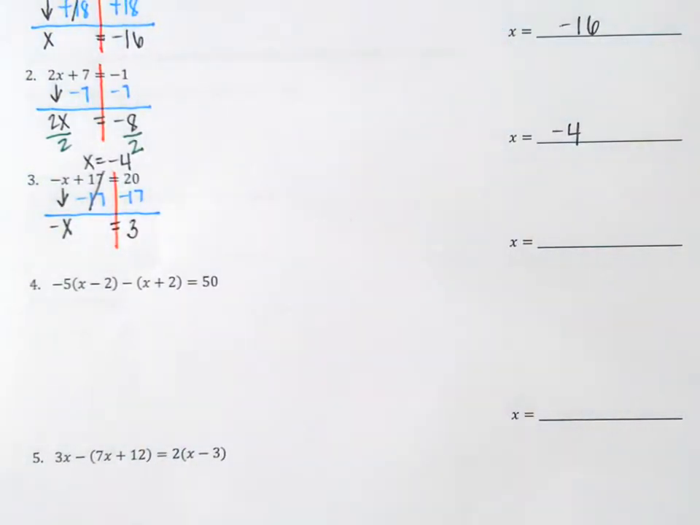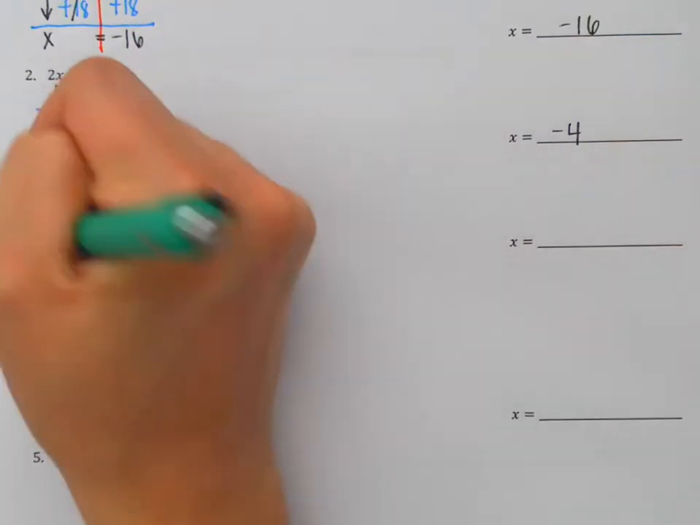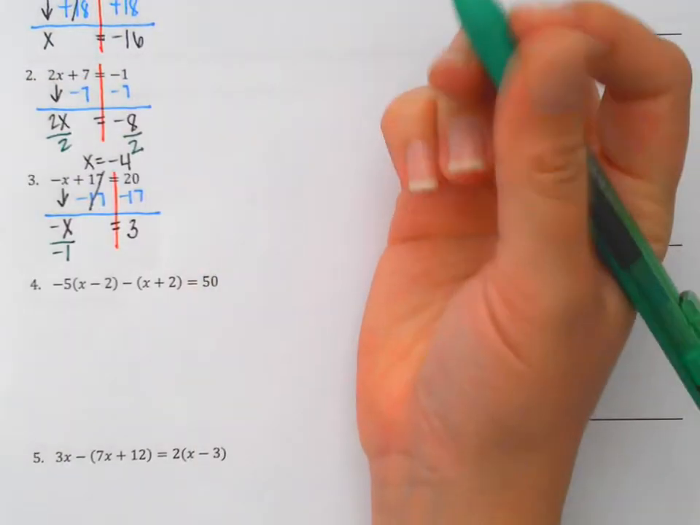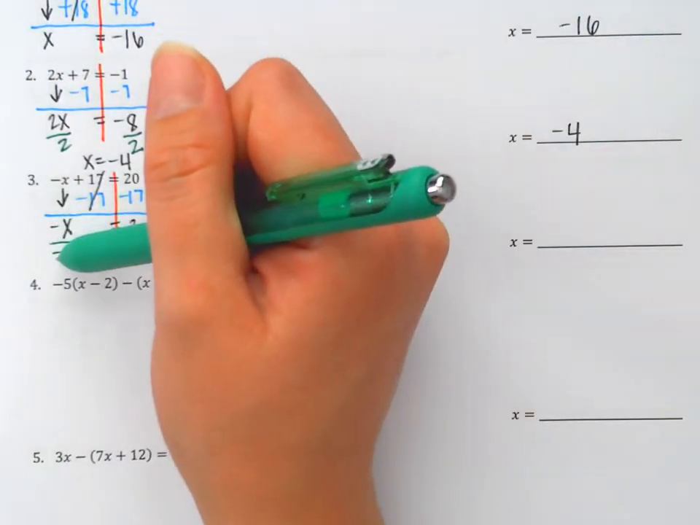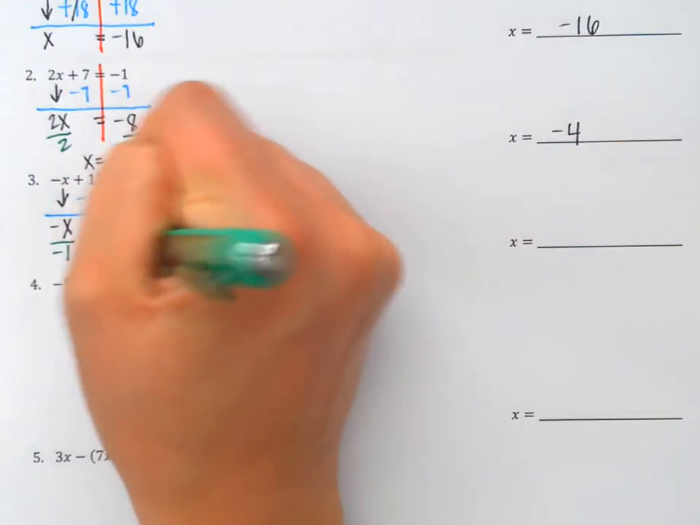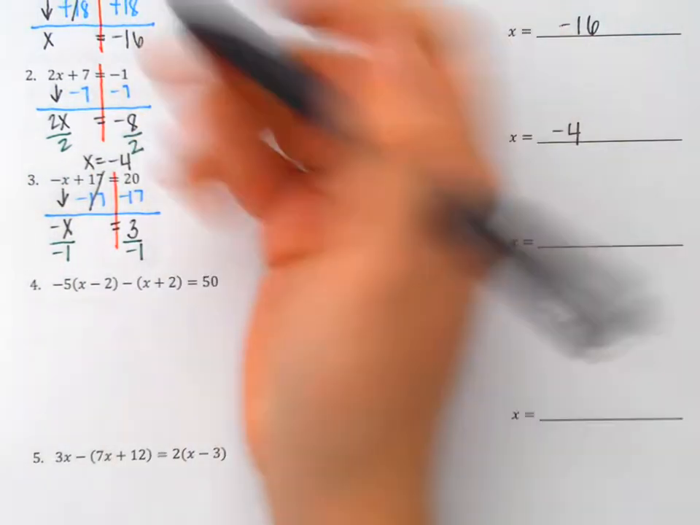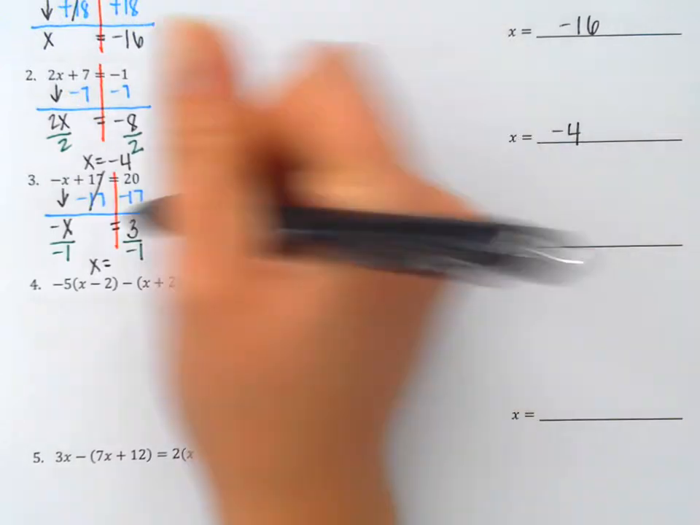Now, that negative x is not all by itself. It has that negative 1 attached to it, and we want it only attached to a 1. So it's negative 1 times x. So we need to, again, use inverse operations to undo that negative sign. So I'm going to divide both sides by negative 1. Negative 1 divided by negative 1 gets me that positive 1, which is what I want. So I get x equals 3 divided by negative 1, which is negative 3.